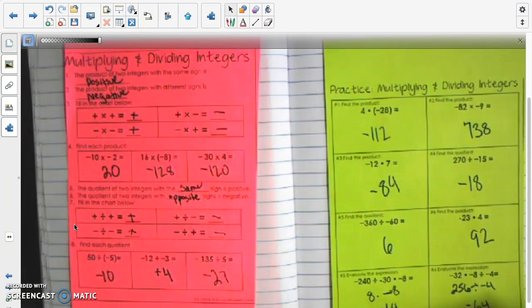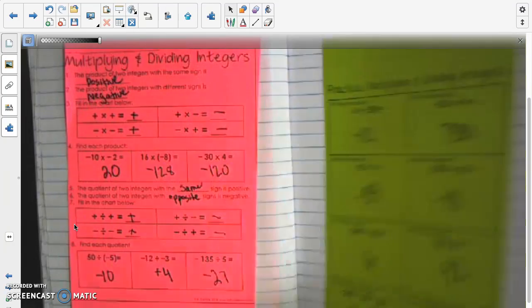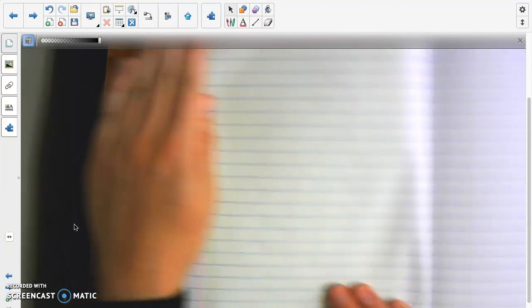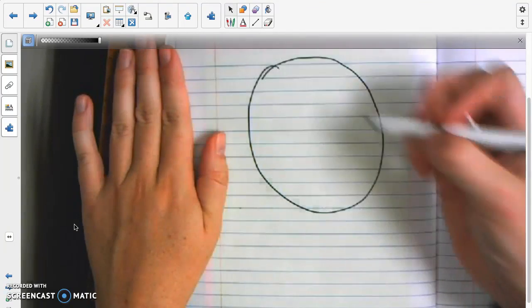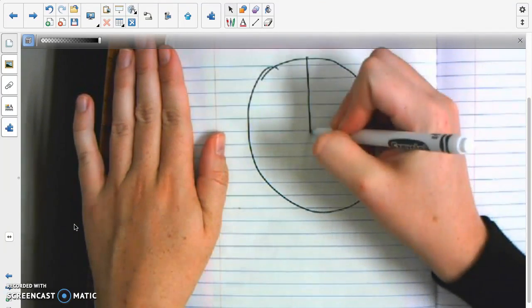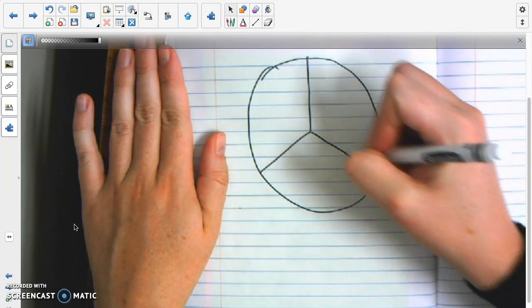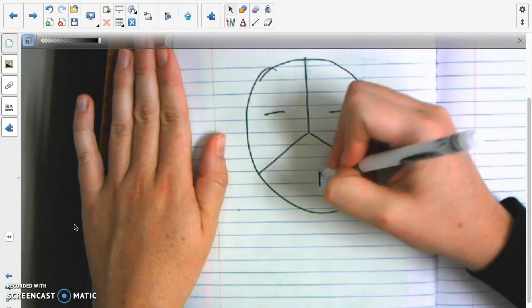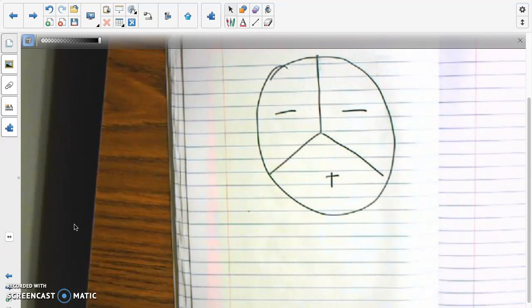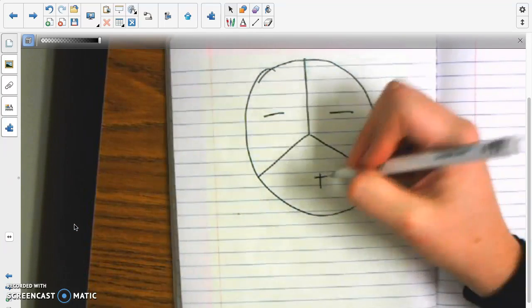Now I'm going to show you one other trick that I like to do. So you're going to flip over to your back page, next page after your green sheet, and we're going to draw my favorite person, and it's called Sleepy Man. So Sleepy Man is a circle, and we're going to cut him into thirds. And he's sleeping with his eyes closed, and that's his positive mouth. He's snoring with his mouth kind of open.